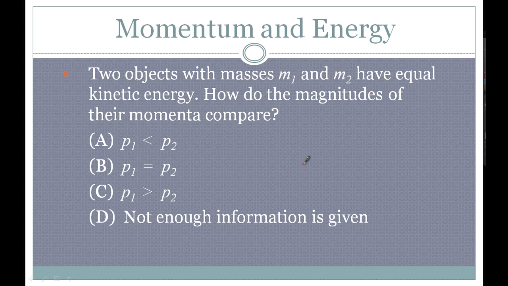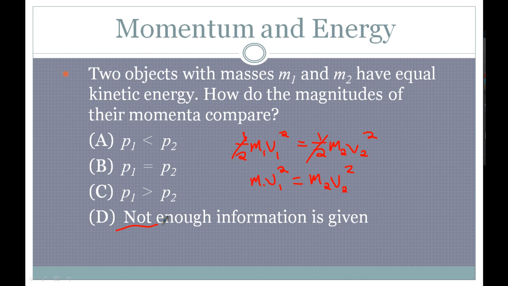So here's a quick little conceptual thing. Two objects of masses m1 and m2 have equal kinetic energy. How do the magnitudes of their momentum compare? So if they have equal kinetic energy, that means 1/2 m1 v1 squared equals 1/2 m2 v2 squared. We can get rid of those 1/2s. So we're left with m1 v1 squared equals m2 v2 squared.